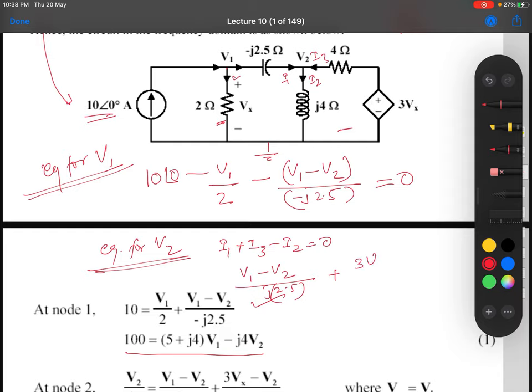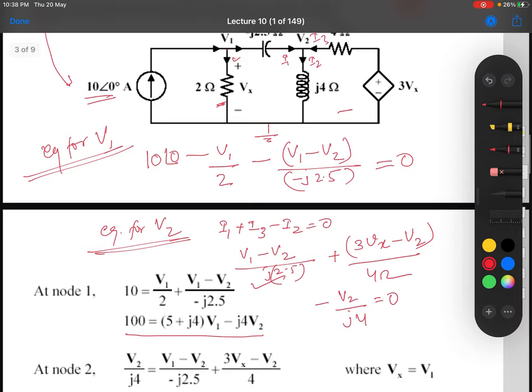So I3 is basically 3 times Vx, minus V2 upon 4 ohms according to direction, and then minus V2 upon j4. This is the equation for node 2, and only 2 nodes are there. And if you see, this is what equation 2 is. I hope you're able to see both together. V2 by j4, minus here (V1 minus V2). So that is plus and minus, so they are on different sides of equality. And that is how the equation is written, and you can substitute Vx equal to V1 as is the case here.